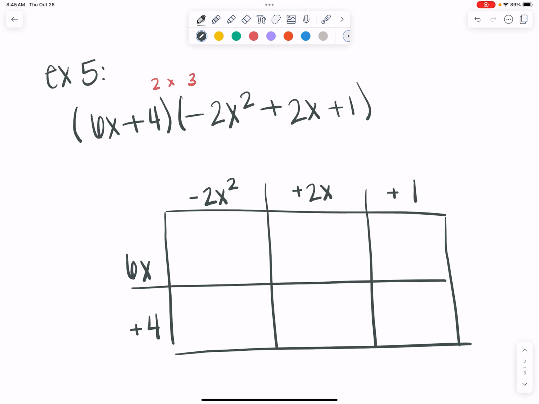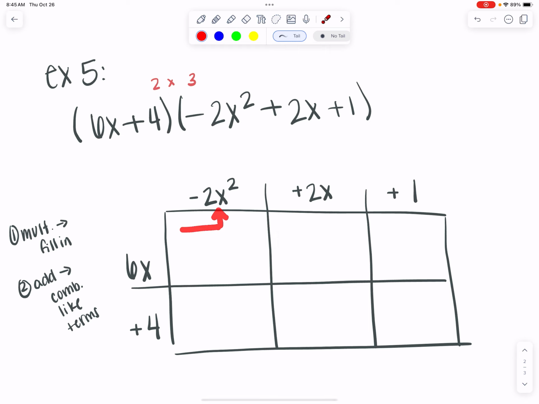Now I'm going to multiply to fill in the box, and then I will add or subtract to combine like terms. All right, so let's start multiplying. Inside this first box, negative 2x squared times 6x. Negative 2 times 6 is going to give me negative 12. X squared times x is going to give me x to the third. So there's my first box.